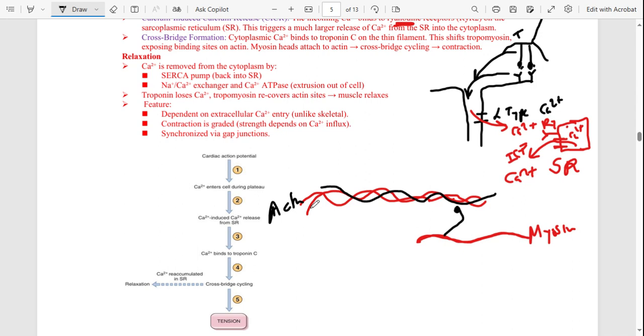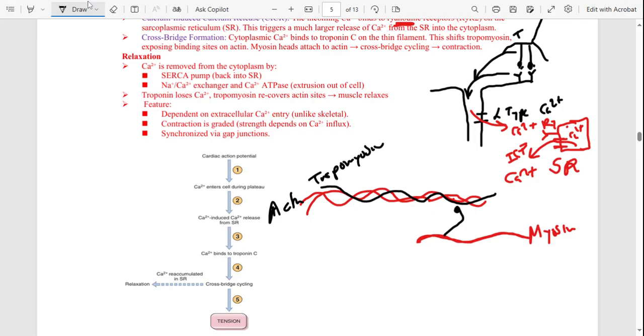So actin has got what we call the myosin binding site. That is where the head of the myosin binds. And that site where this head binds is closed by the tropomyosin.